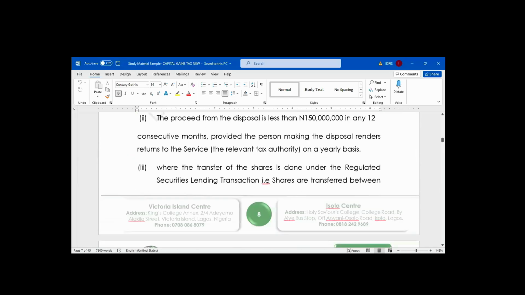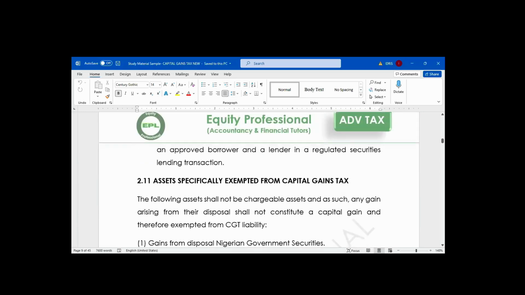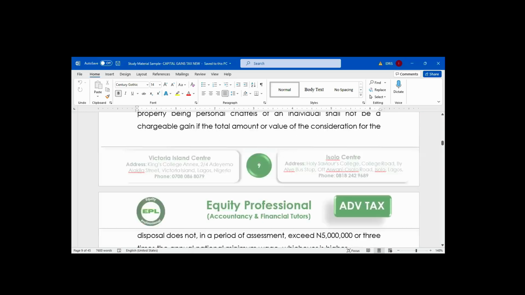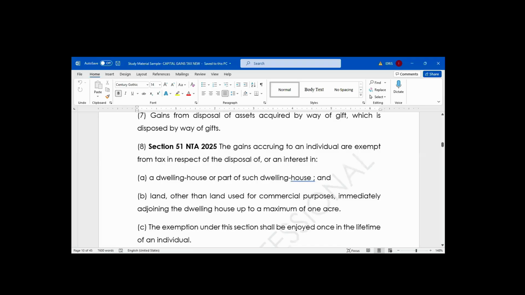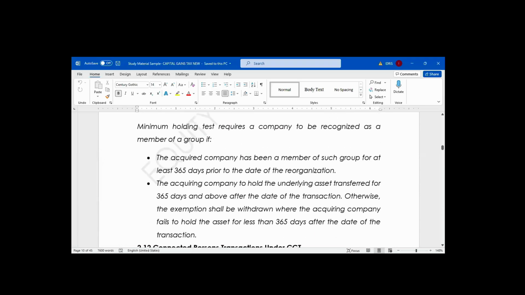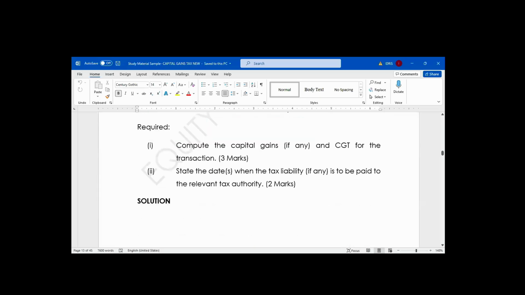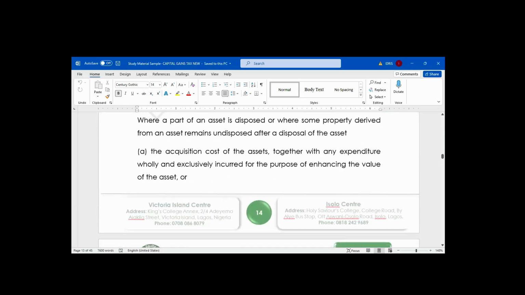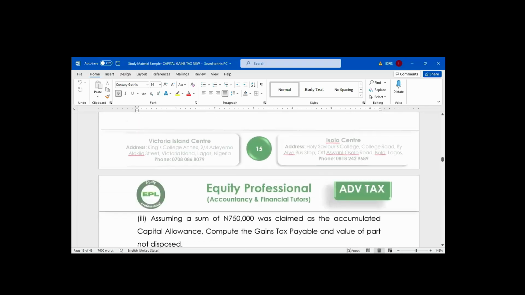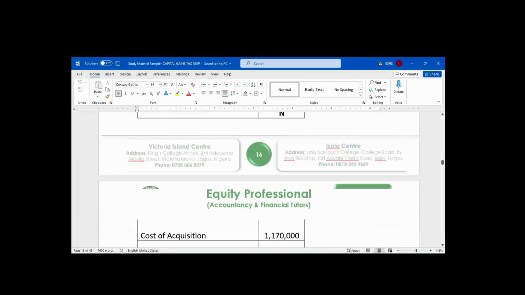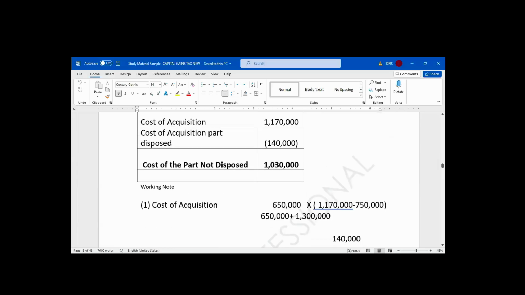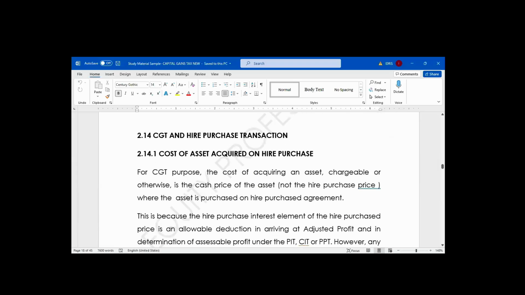So tonight, what we are going to look at is capital gain tax and hire purchase transaction. That is what we are going to look at today. And we are going to look at rollover relief too. Let's start with capital gain tax and hire purchase transactions.